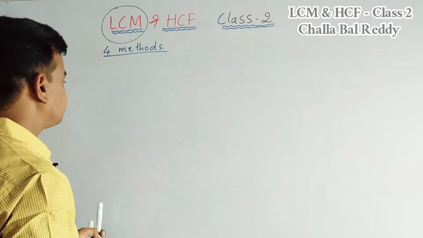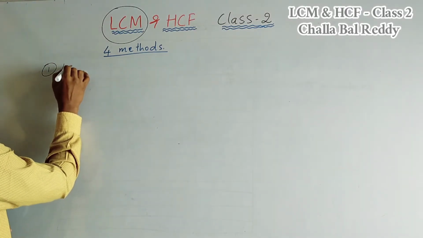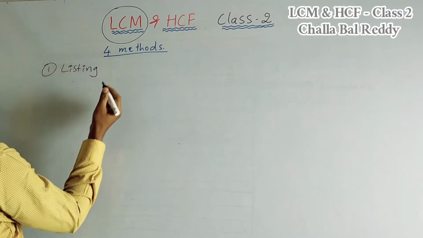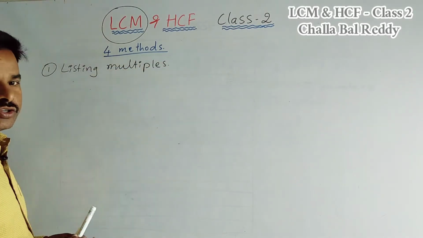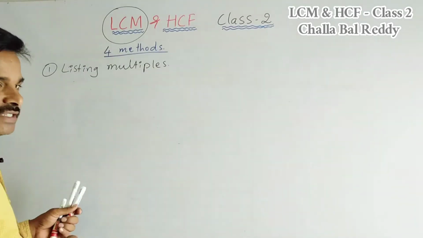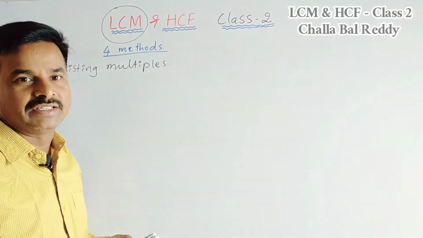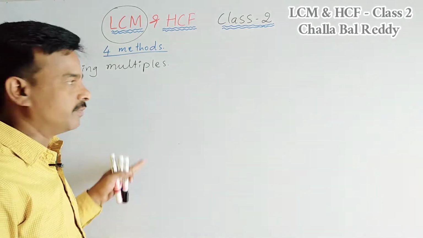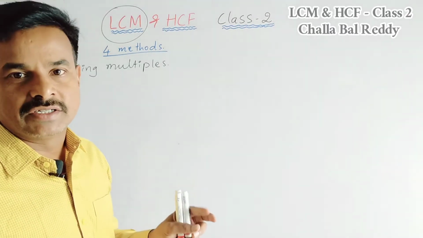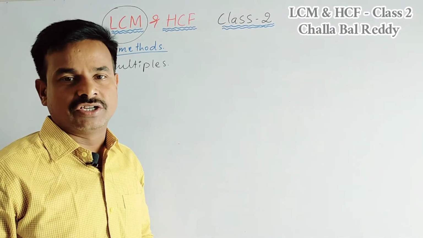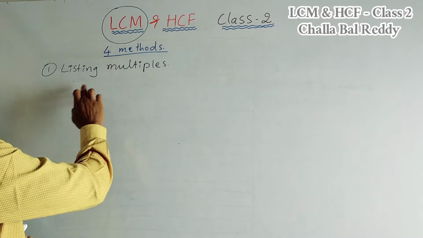The first one is listing multiples. This is the first method, and the second method is the division method or short division method, also called the synthetic division method. I will explain that after completing this. And the third method is the factorization method, and the fourth method is the powers of prime factorization method. These four methods are very important, and the first method is listing multiples.